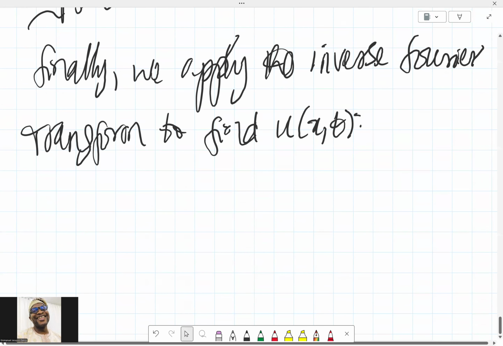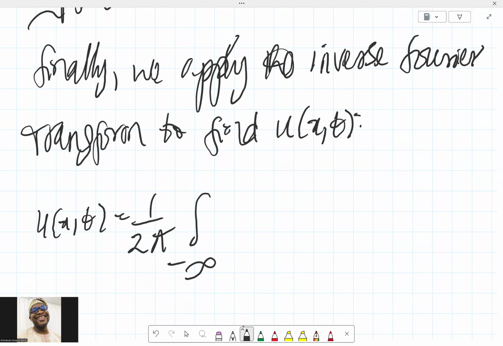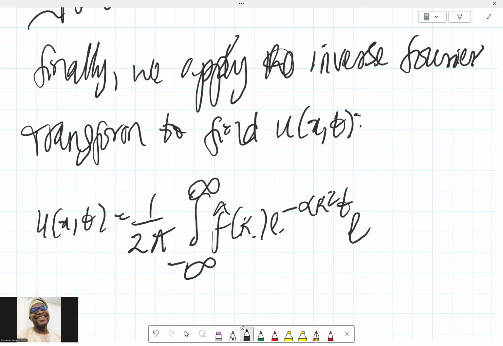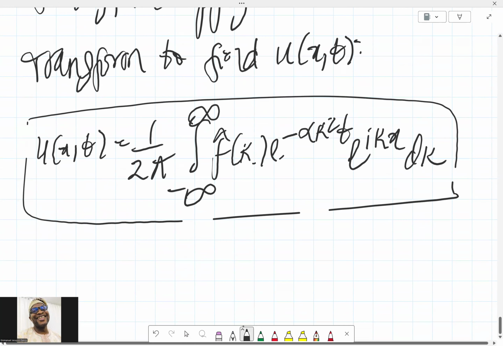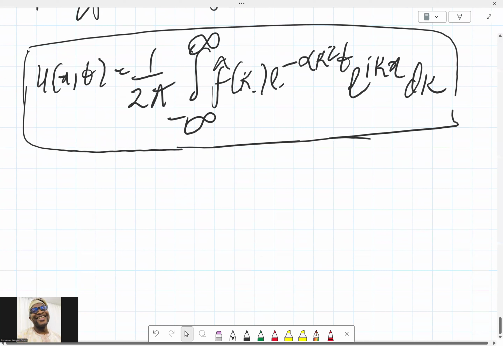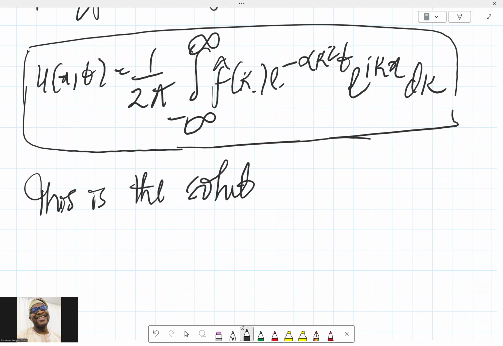And that is u of x comma t equals 1 over 2 pi integral from minus infinity to infinity of f cap of k e raised to the power minus alpha k squared t e raised to the power i k x dk. So if we simplify all this, then this is finally the result we need to get. This is the solution to the heat equation.